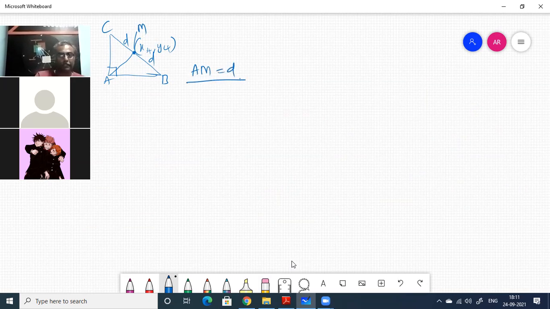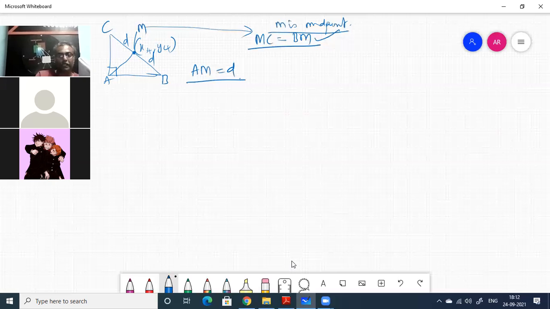That's all. Okay. Already MC is equal to BM because M is the midpoint. Once you find the midpoint, then MC is equal to BM already. Now you have to prove that AM is also equal to that same value. Okay, D at distance. So find one distance. Find the distance.